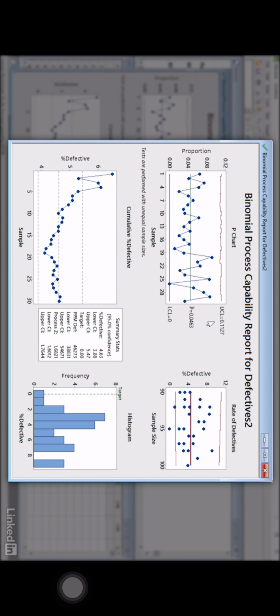Okay. Here we have the process is still in control, but the numbers have dropped. Our percent defective is 4.63% and the process Z is 1.68. To convert to sigma level at 1.5, that gives us 3.18 sigma level. Nice big improvement from previously.